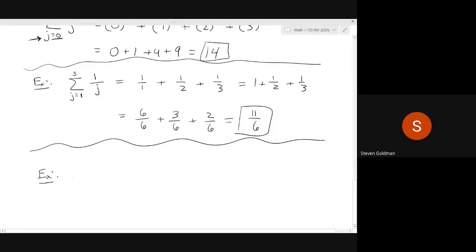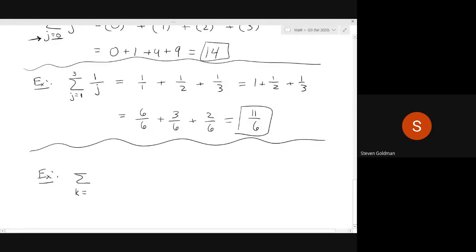All right. I can start my bottom number at any number I want, really, and I can end at any number I want, okay? Another thing I want to point out is I don't have to use a j. I can really use any letter that I want. So if I want, I could use a k or an i. Really, i, j, and k are the 3 most commonly used letters.